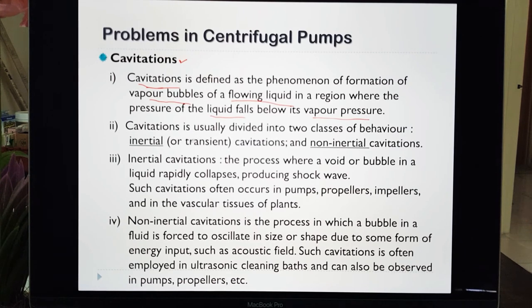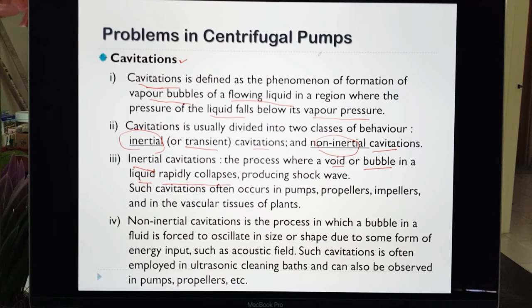Cavitation is normally divided into two classes of behavior. One is inertial or transient cavitation, and the other is non-inertial cavitation. Inertial cavitation is the process where a void or a bubble in a liquid rapidly collapses. What happens here is that during the fluid flow, if the pump is not working steadily, there will be a chance of production of bubbles during the fluid flow.